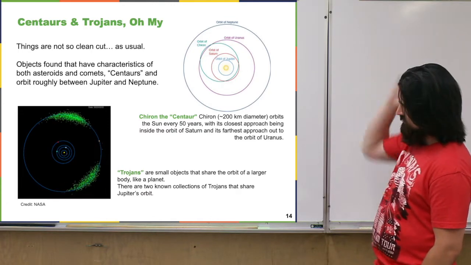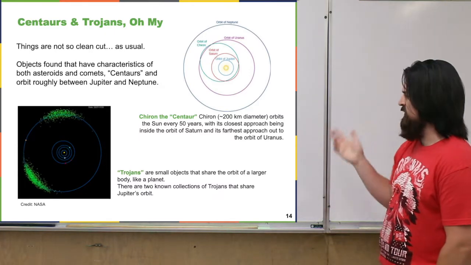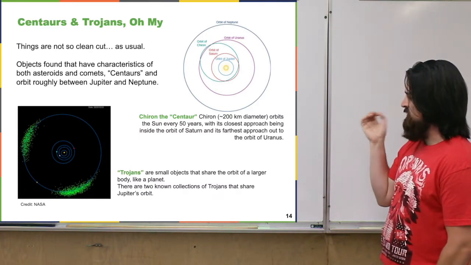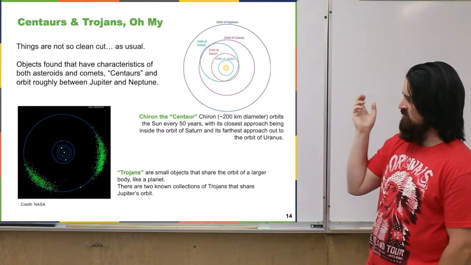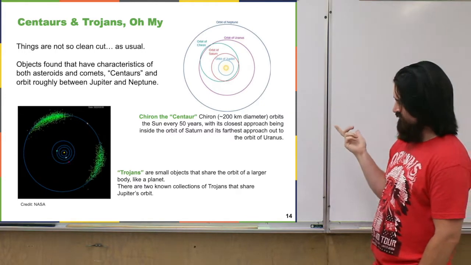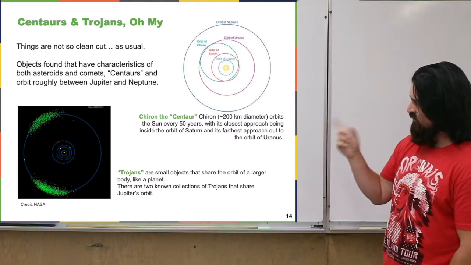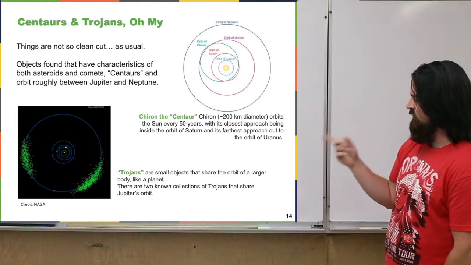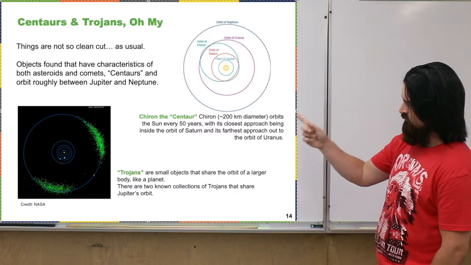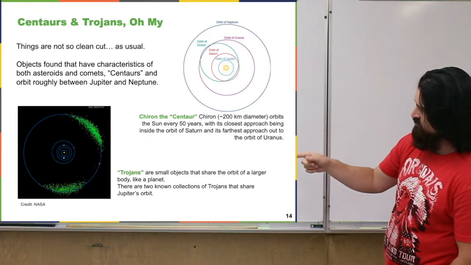Besides the centaurs, there's other things which we end up terming Trojans. I'm not terribly familiar with them, but they're these smaller sort of objects that actually share the orbits of much larger bodies, like a planet. In particular, the animation there is showing two of these known clusters of Trojans that share the orbit of Jupiter. One of the clusters you can see is kind of in front of Jupiter in its orbit, the other one's sort of behind Jupiter in its orbit.